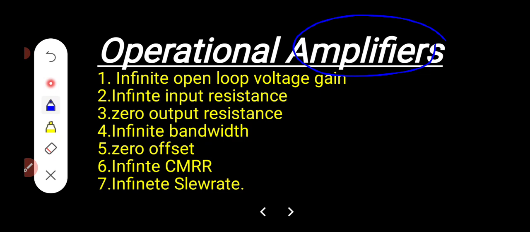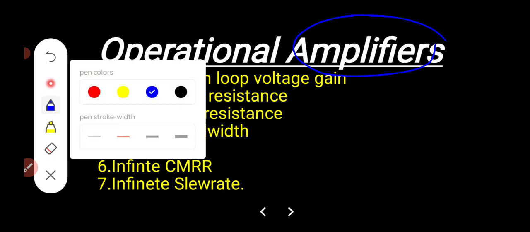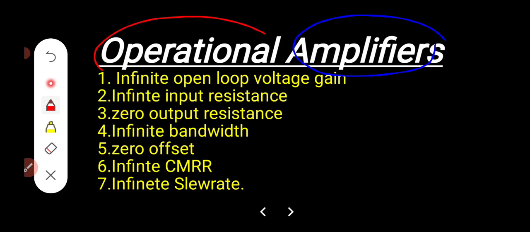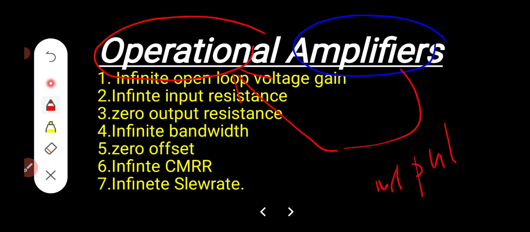Generally, an amplifier means a device which increases the strength of the signal. I think all of you have this basic idea. We have one more term, that is nothing but operation, right? Operational amplifier means that this amplifier performs some operations on the input signal. That is generally the meaning of operational amplifier.